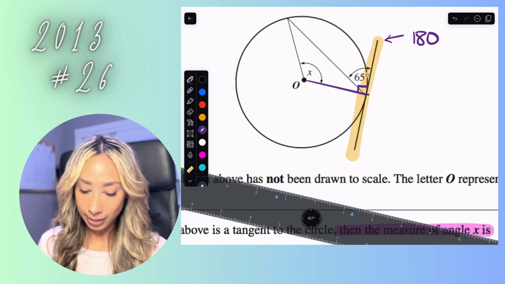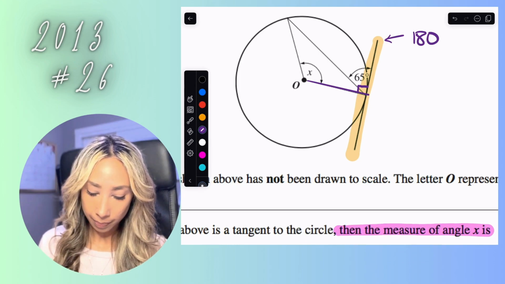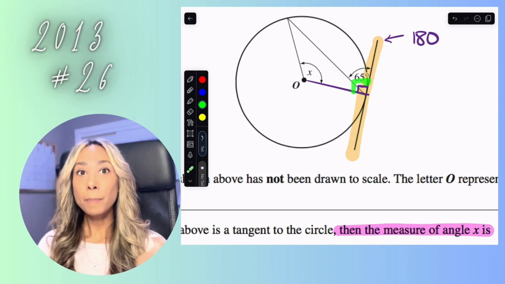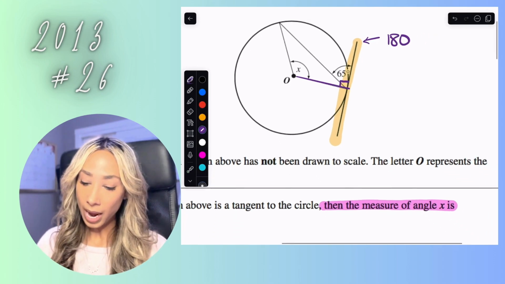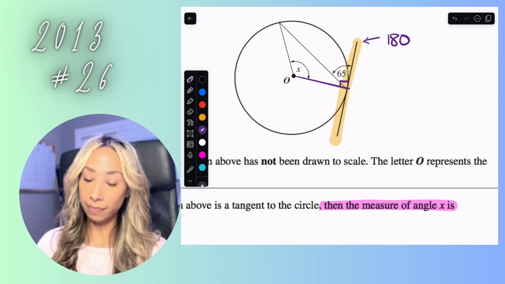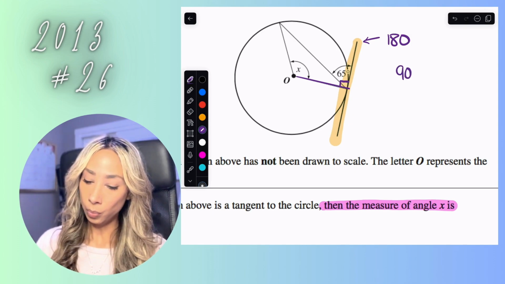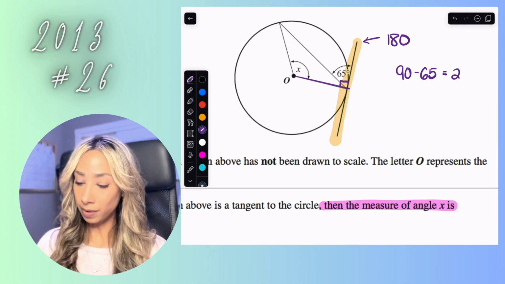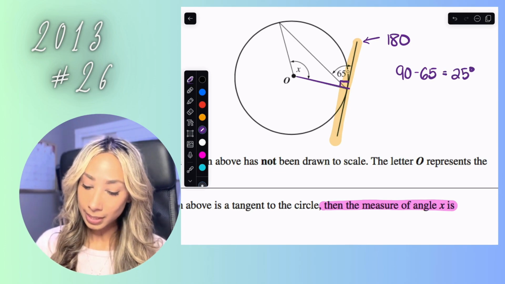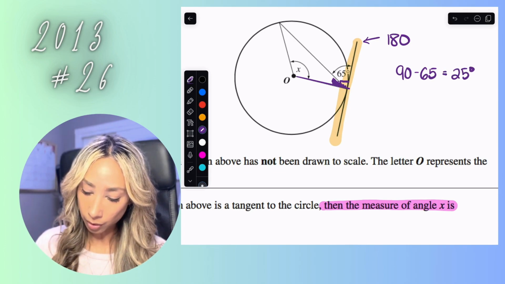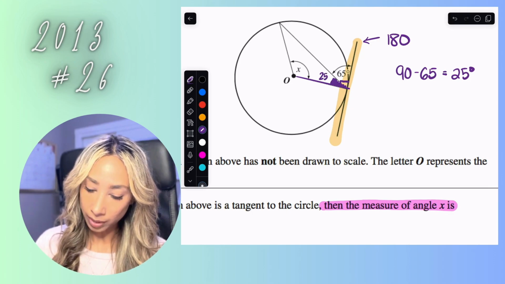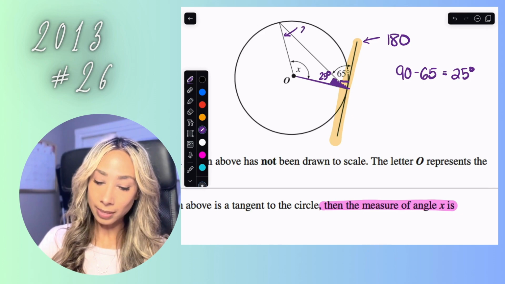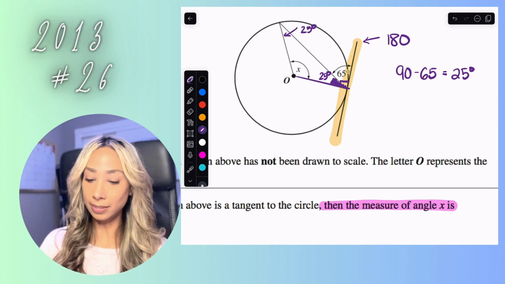So now what we can say is here to here is 90, but we have that 65. So now we can say, well, okay, if that right angle triangle is 90, we can go 90, take away our 65, and that's going to get us 25 degrees. So that means this portion here of the triangle is actually 25 degrees. Now, as I said before, it's an isosceles, so that means this also has to be 25 degrees.